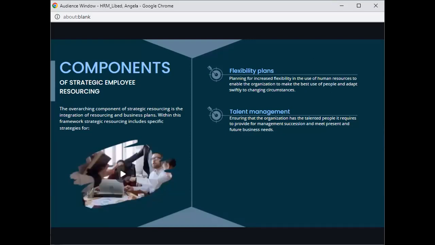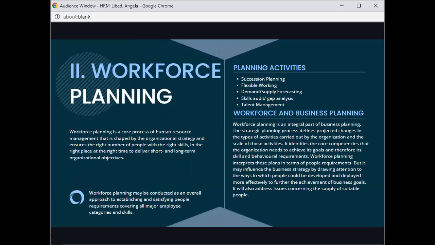And that's it for chapter 16, which is strategic resources. And now, let's proceed to chapter 17, which is workforce planning. Workforce planning is a core process of human resource management that is shaped by the organizational strategy and ensures the right number of people with the right skills in the right place at the right time to deliver short and long-term organizational objectives. Workforce planning may also be conducted as an overall approach to establishing and satisfying people requirements covering all major employee categories and skills.